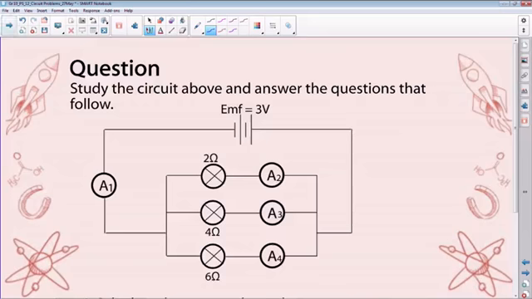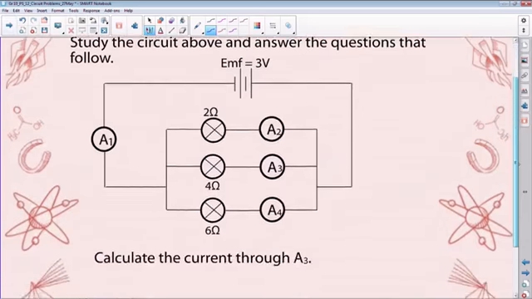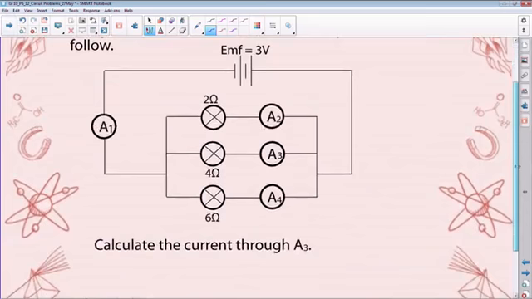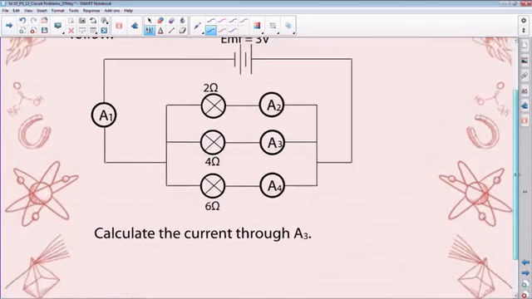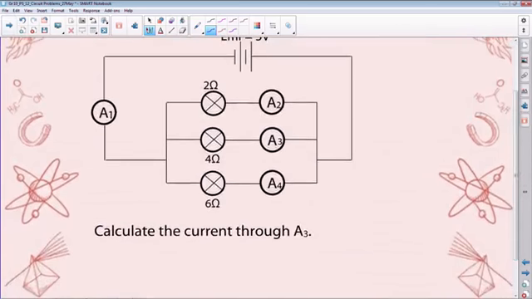Okay, now I'll give you a chance, learners, just to attempt the current through A3, with the understanding that we have. I'll give you a minute just to check if there's that conceptual understanding. Right, let's go for it, guys. Just a minute for that, then we shall try and consolidate it.